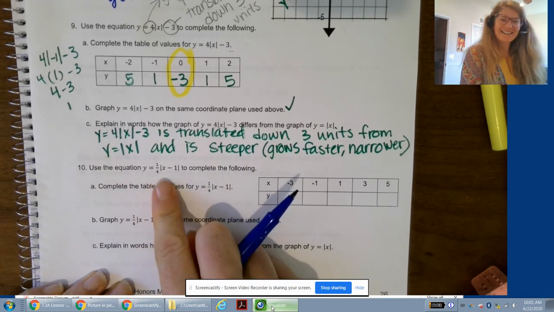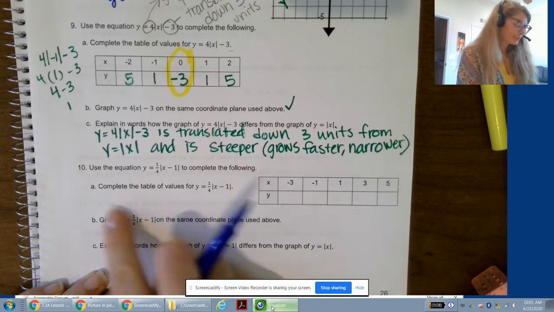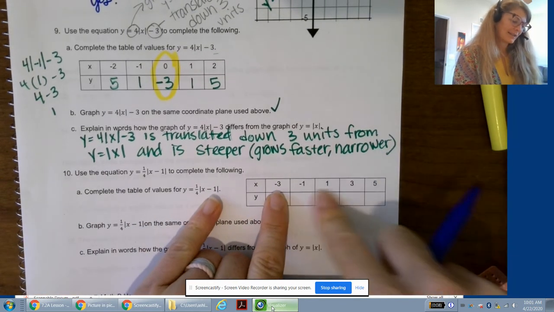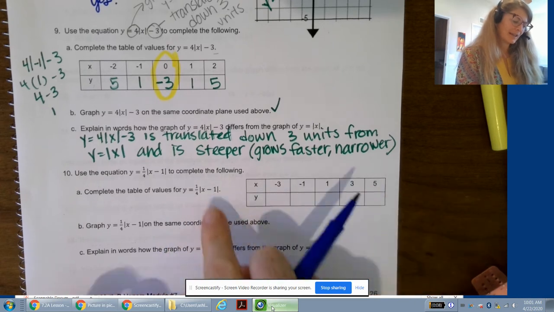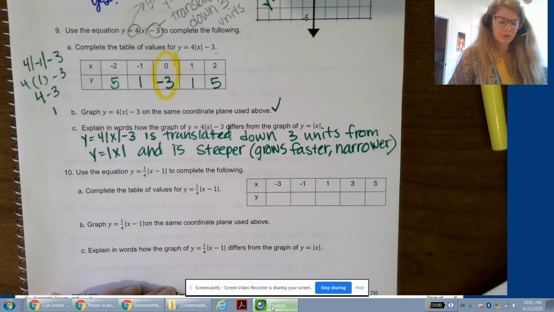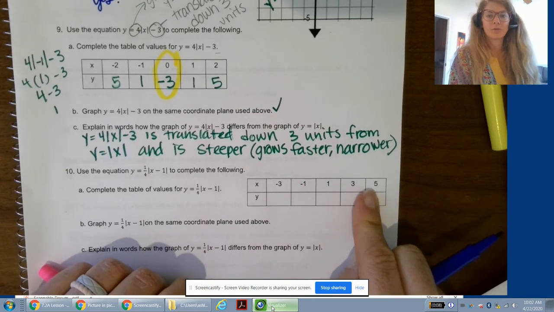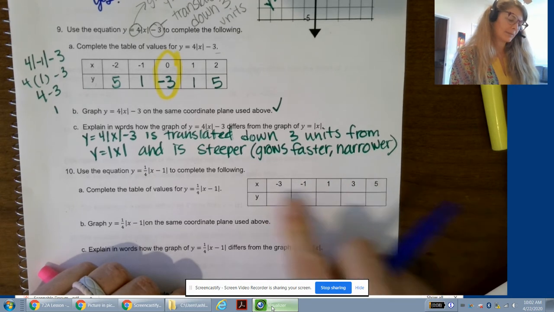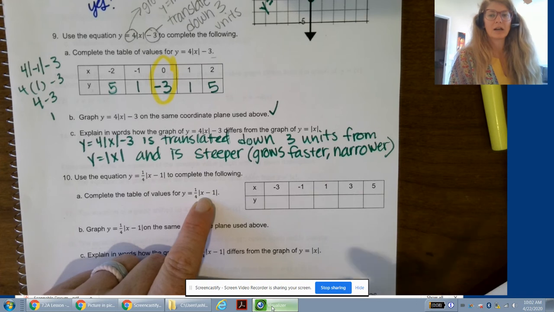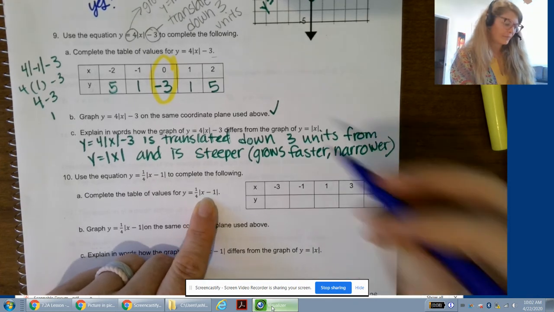Here, use the equation y equals 1/4 times the absolute value of x minus 1 to complete the following. Complete our table of values. So -3, and what's nice about these numbers we're going to use is they're going to be divisible by 4, which is pretty cool. That's why I'm picking these input values. If I give you a table that's blank with input and output, think about numbers you can put for your input that are going to make your output more efficient, easier to graph.